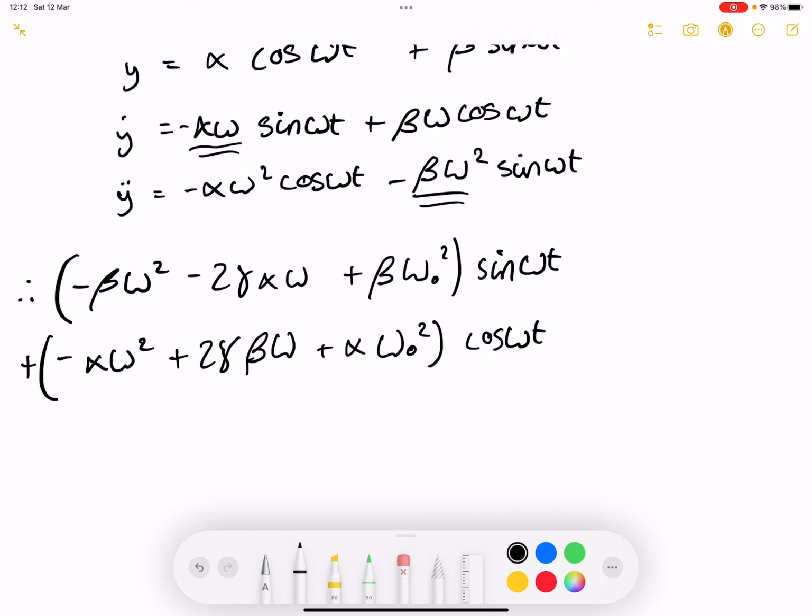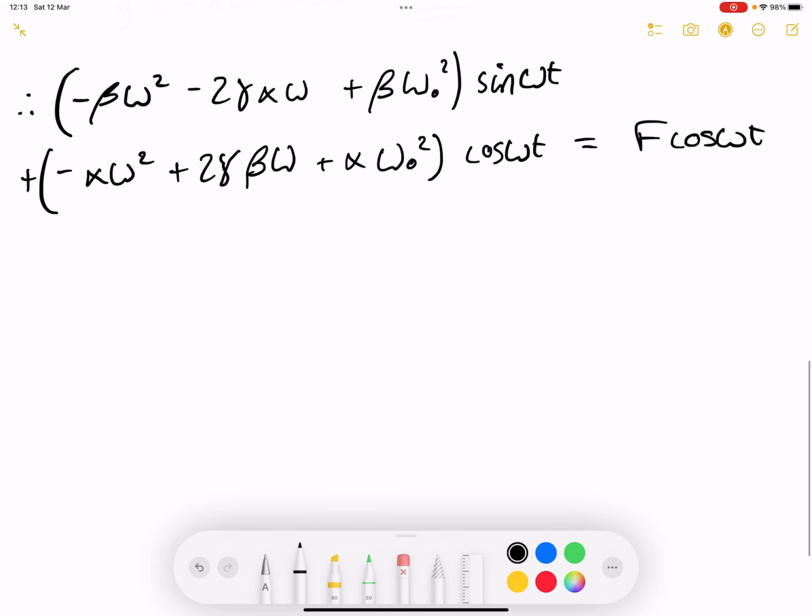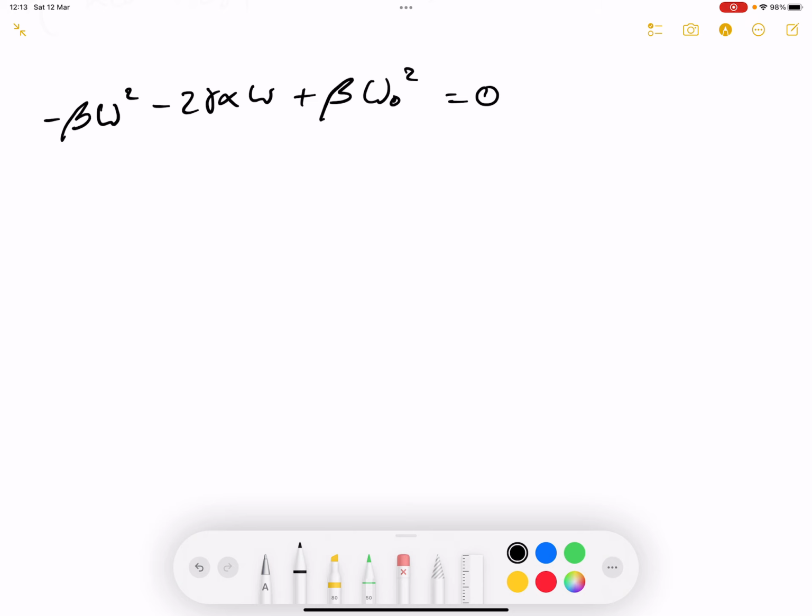Right, now we need to equate coefficients because this is going to be equal to f cos omega t. Okay? And what we need to remember here is we are trying to find alpha and beta. So, we can instantly see there are no sine omega t's on the right-hand side. So we got minus beta omega squared minus 2 gamma alpha omega plus beta omega naught squared is going to be equal to 0. Let's do some rearranging and take some factors out.